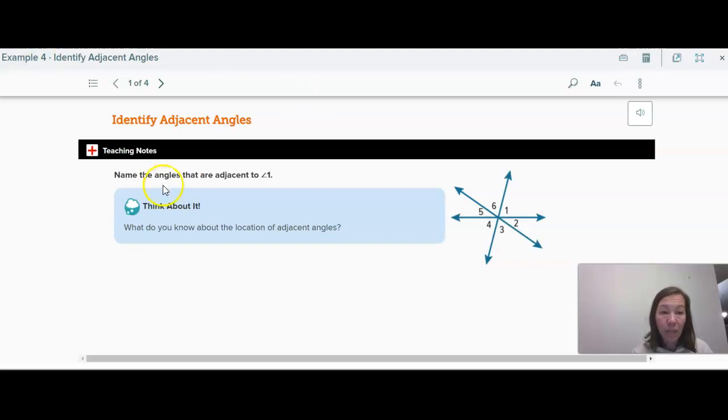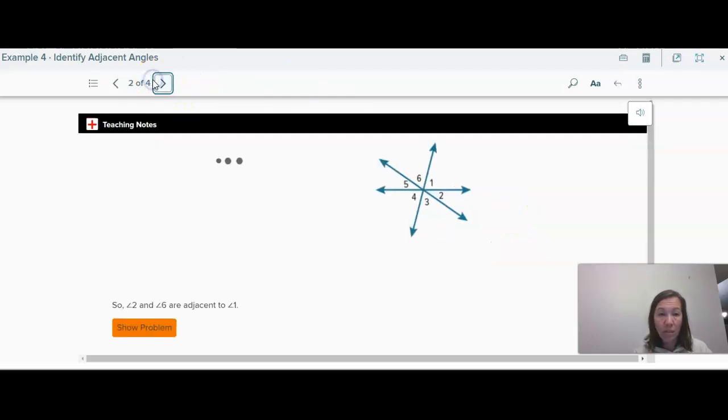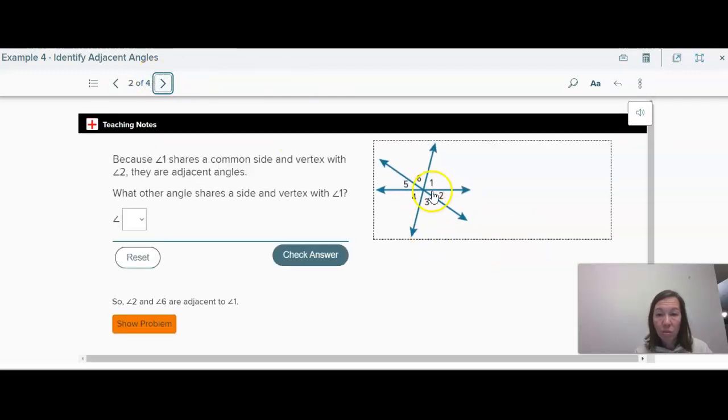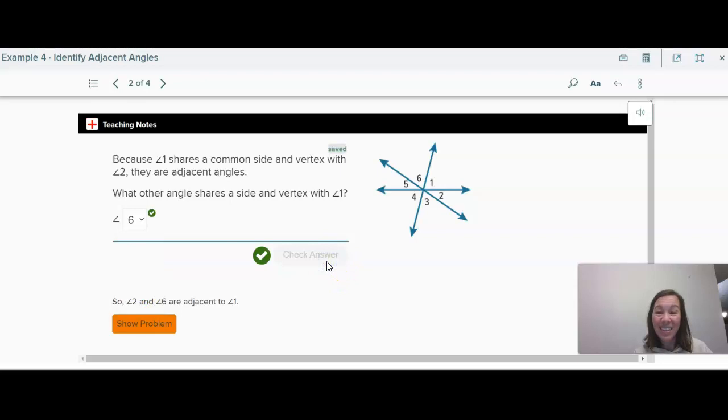Okay, so if we want to name all the angles that are adjacent to angle 1, here's angle 1. What do you think? Think about it for a second. So 1 and 2 have a common side and a common vertex. So 1 and 2 are adjacent angles. What other angle is adjacent to angle 1? It is, dun dun dun, angle 6. You got it. Good job, you guys. So 1 is adjacent to 2 and 6. It could have more than one adjacent angle.